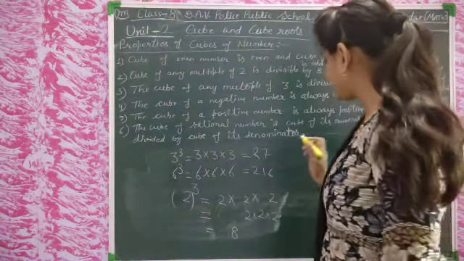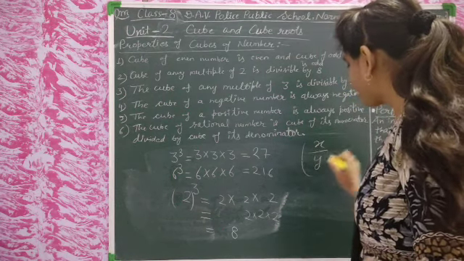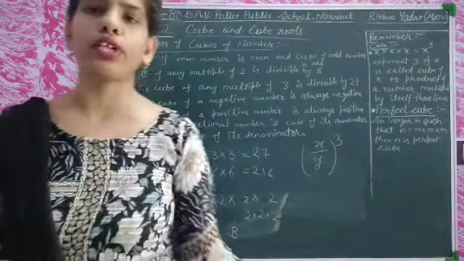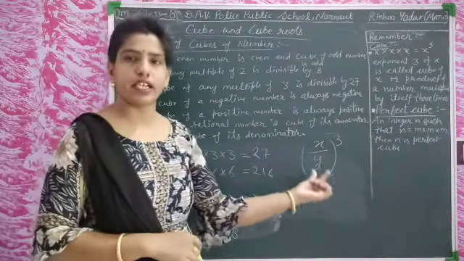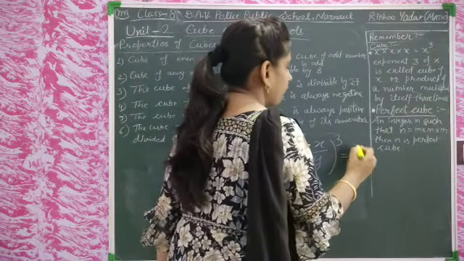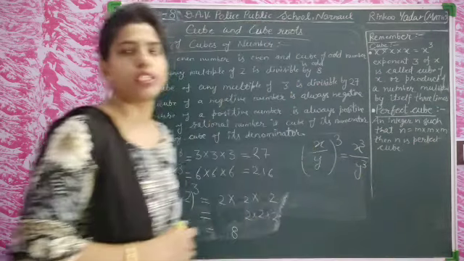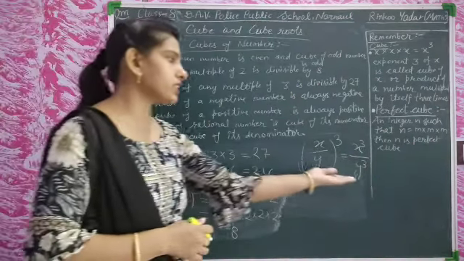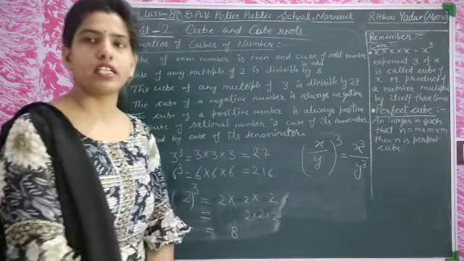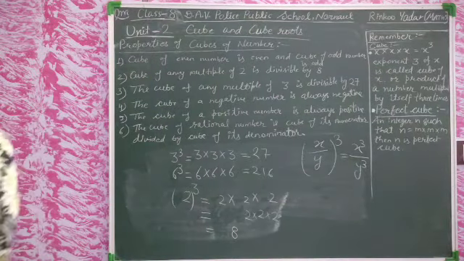We will find here any rational number x divided by y, and we have to find its cube. So what will we do here? The cube of any rational number is always equal to the cube of the numerator divided by the cube of the denominator. We are solving all questions of this type by this property. Is it clear, students? Okay, now we will go to the worksheet first.